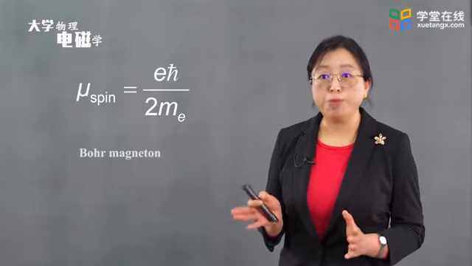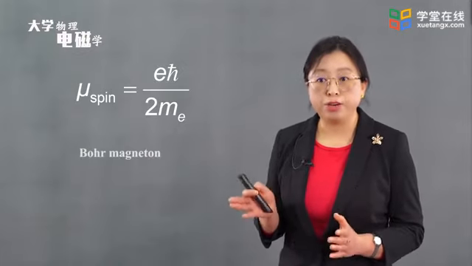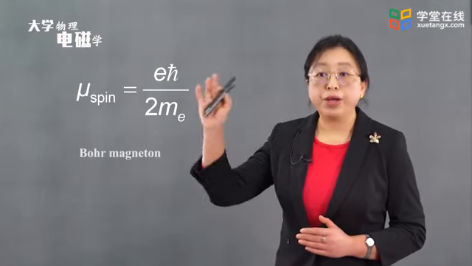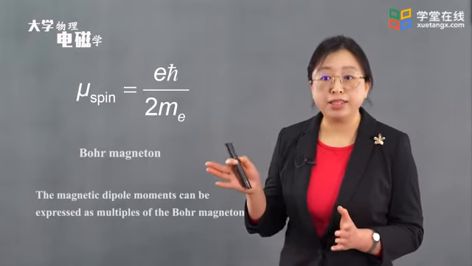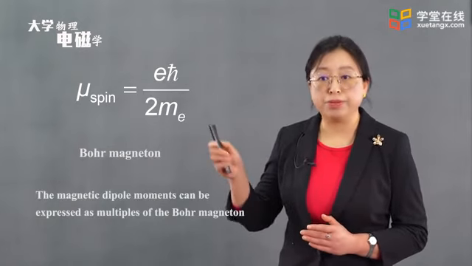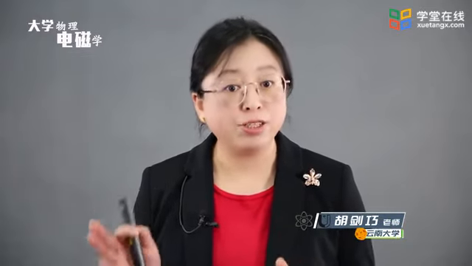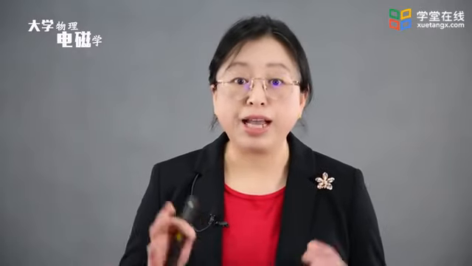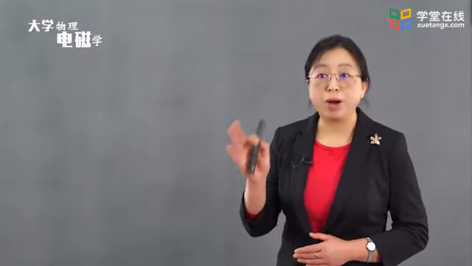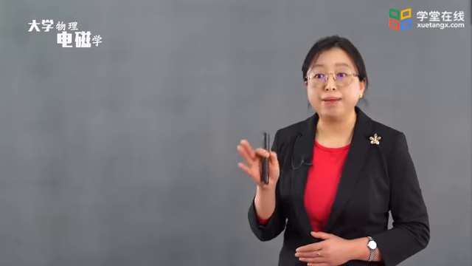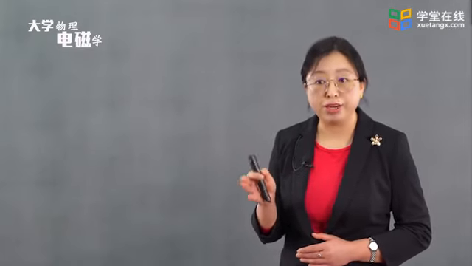The magnetic dipole moment associated with the spin of an electron equals this expression. We call it the Bohr magneton. So, the magnetic dipole moments can be expressed as multiples of the Bohr magneton. An atom contains many electrons, which pair up with their spins in opposite directions. Therefore, the spin magnetic moments cancel each other. Then, how about atoms containing an odd number of electrons? They must have one unpaired electron so that the net magnetic moment of spin will not be zero.